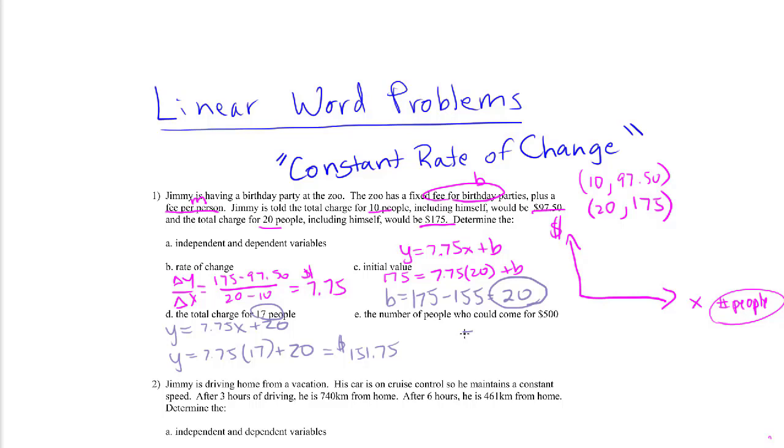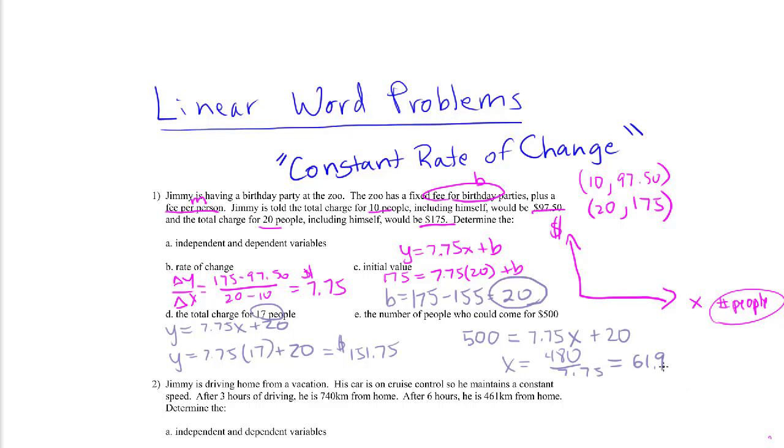On the flip side, I might want to know the number of people who could come for $500. So my total y value in this case, or charge, would be 500. And I know that equals 7.75 per person times x, the number of people, plus my fixed charge of 20. In this case, I would solve for x. I'll subtract 20 from both sides and then divide by 7.75. X equals 480 divided by 7.75, which in turn equals 61.9 people.